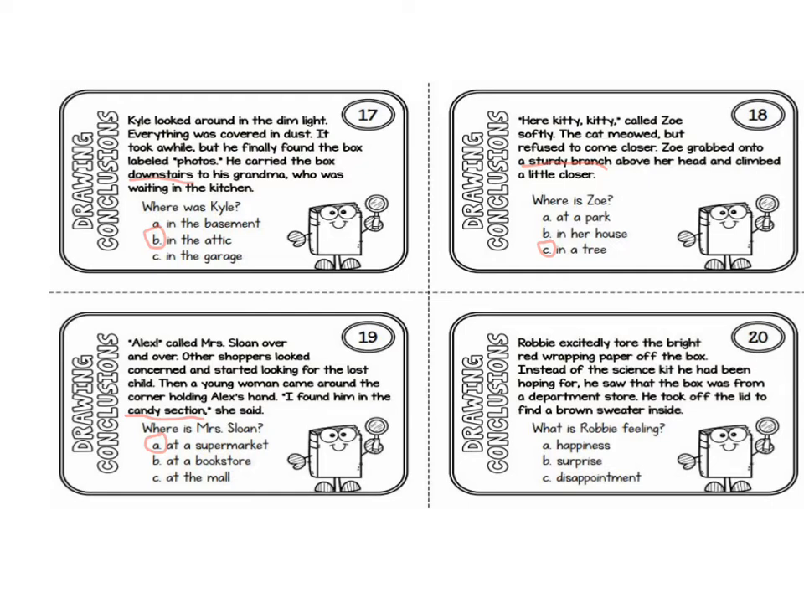Let's try one more. Robbie excitedly tore the bright red wrapping paper off the box. Instead of the science kit he had been hoping for, he saw that the box was from a department store. He took off the lid to find a brown sweater inside.